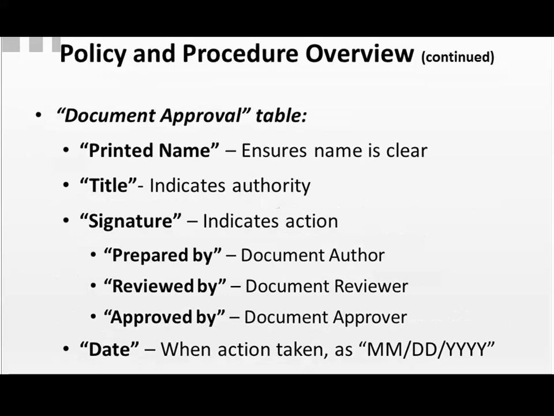There should be an approval table with the printed name, ensuring that it's very clear who did the document itself, the author, who reviewed it, who approved it. The title indicates the authority to make one of those actions, and the signature indicates the action was taken. Prepared by, reviewed by, approved by. And the date should also be included and should be done in the format that's standard in your company, whether that's MMDDYYYY or some other format.